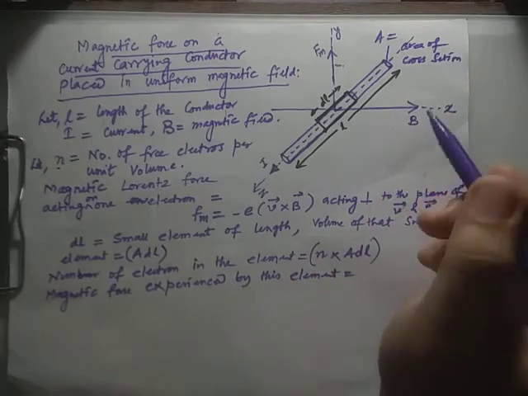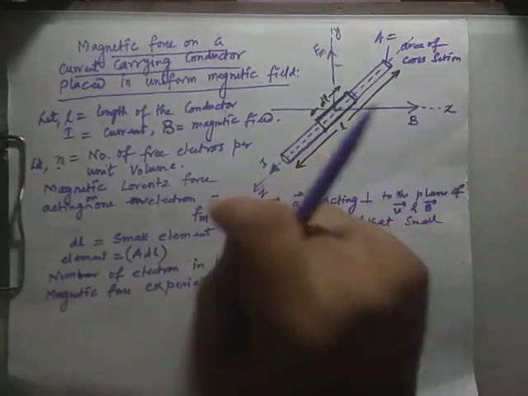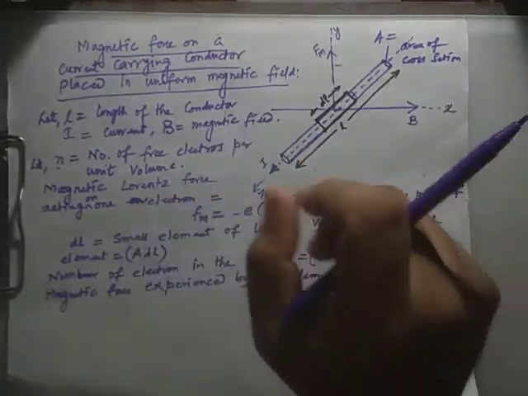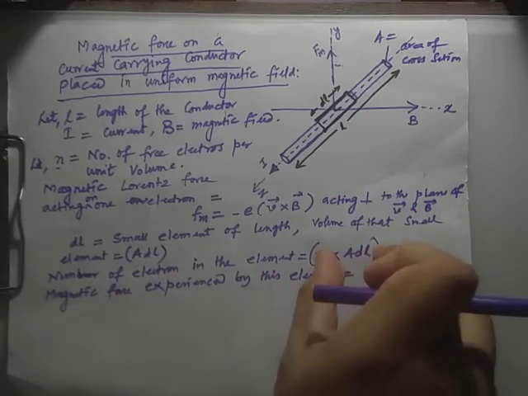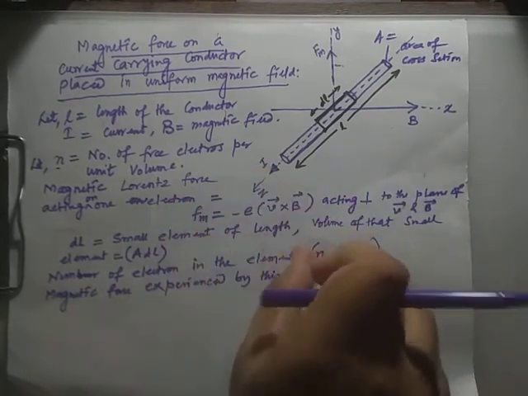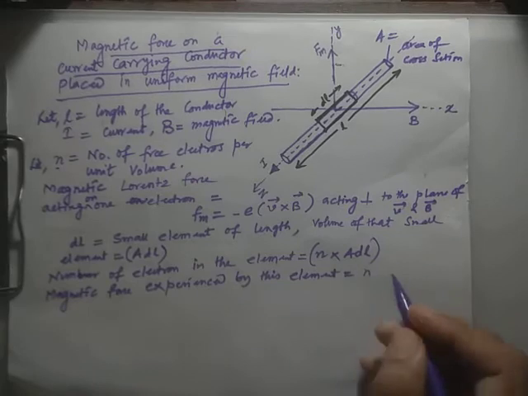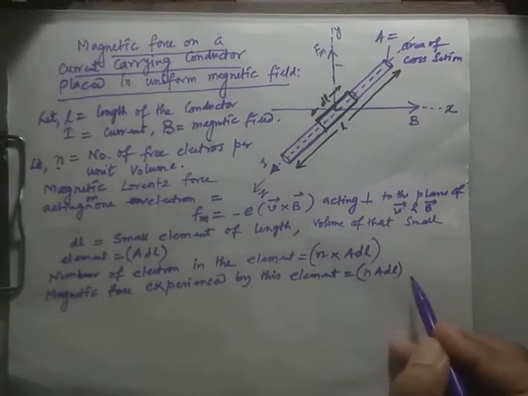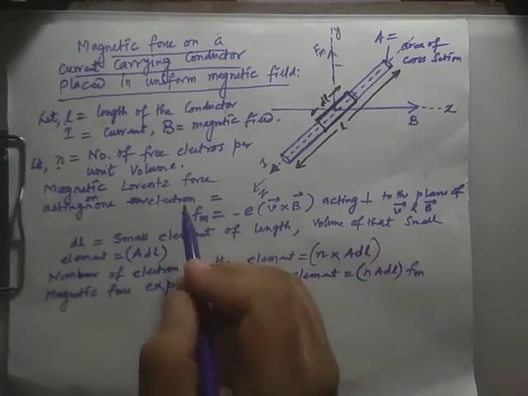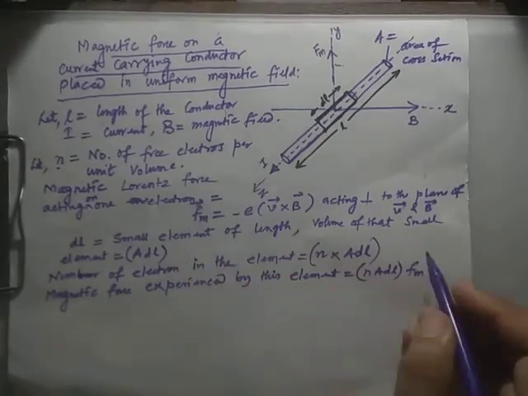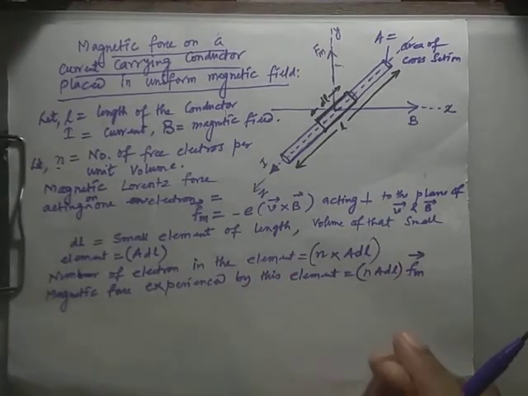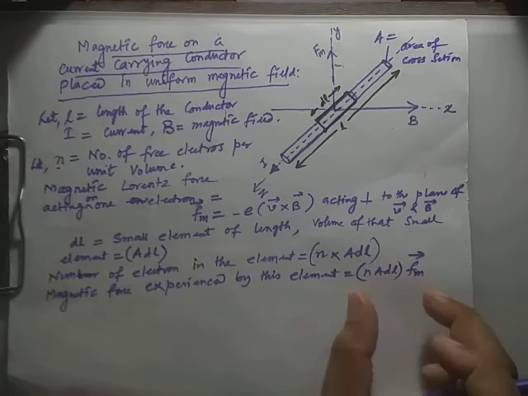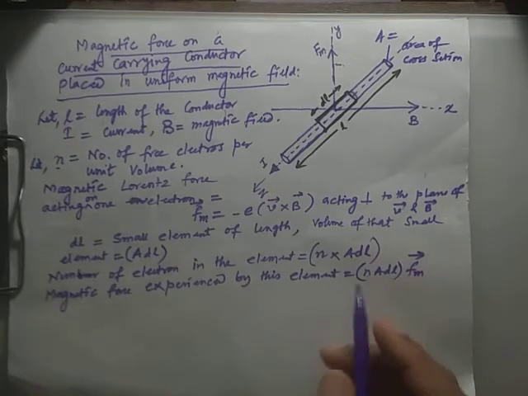So the magnetic force experienced by one electron was this Fm, and the magnetic force experienced by this many electrons will be completely multiplied with this one. So you can write N A dl into Fm. You have to put the vector symbol here. Now we'll do some adjustment with this one.